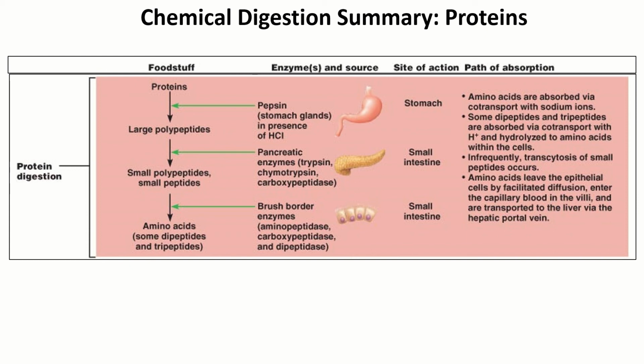So like we saw with carbohydrates, you can see this process actually begins here in the stomach. So the stomach begins by using pepsin in the presence of hydrochloric acid to unravel and begin to break down these proteins. In the small intestine, you start to see more enzymes like trypsin, chymotrypsin, carboxypeptidase break down large polypeptides into small polypeptides. But then once again, you finish the job using brush border enzymes of the small intestine. These are going to be named aminopeptidase, carboxypeptidase, and dipeptidase.